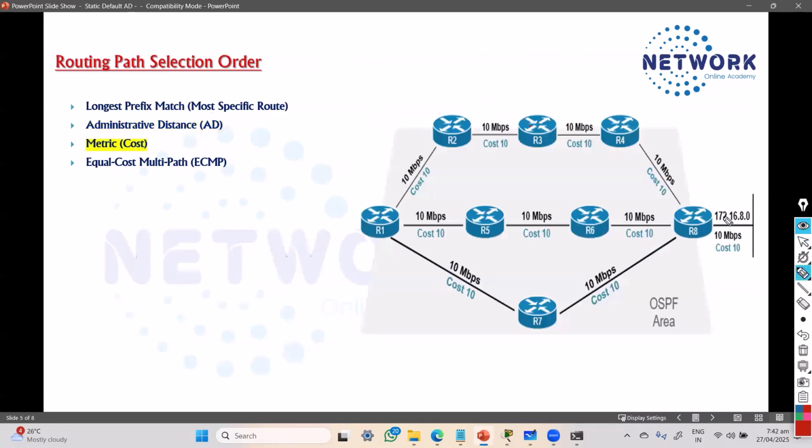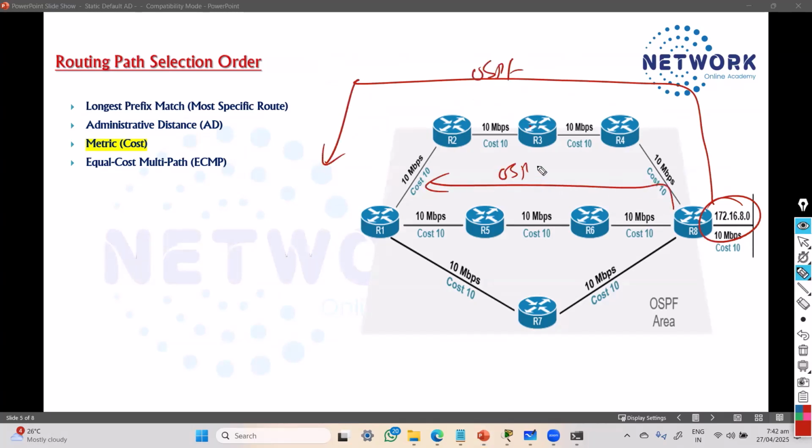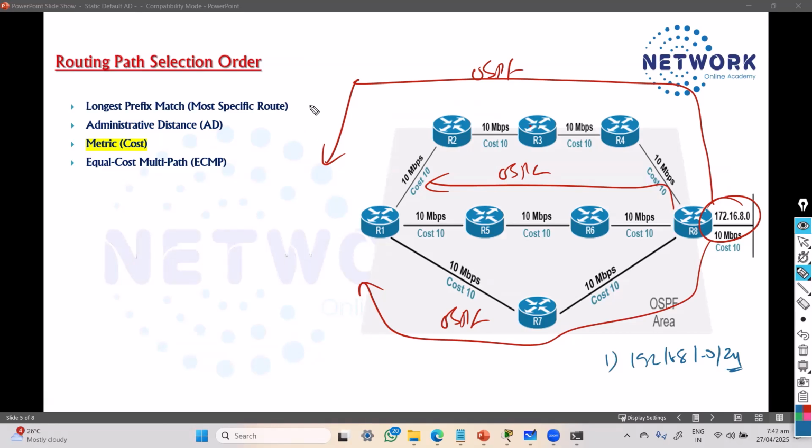What if I'm receiving this network from here, and this is also OSPF, from here this is also OSPF, and here this is also OSPF? Which means the length is the same. That's the first condition: there's a tie. The second thing, there's also a tie in the administrative distance because I'm receiving the same route from OSPF over multiple paths. So it's going to decide based on the cost.